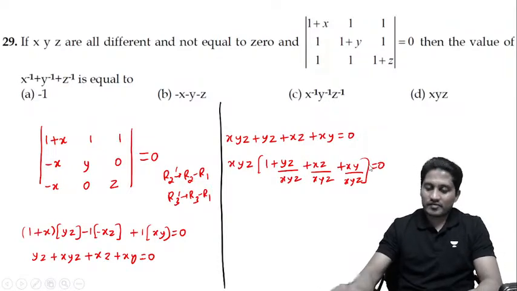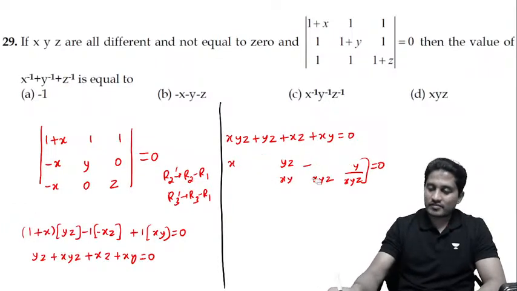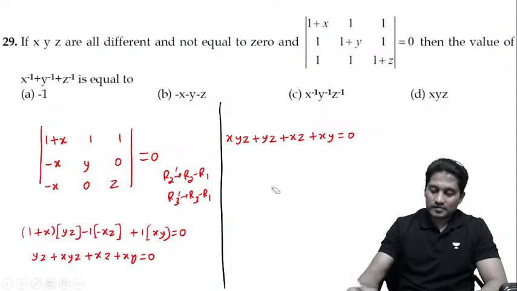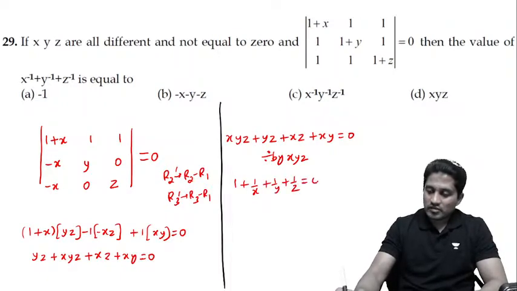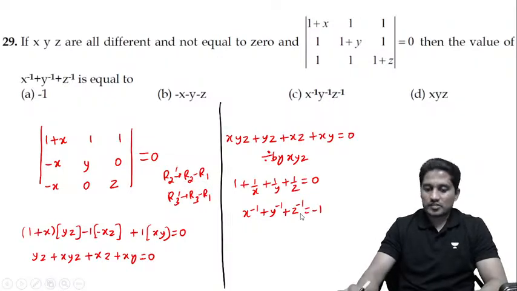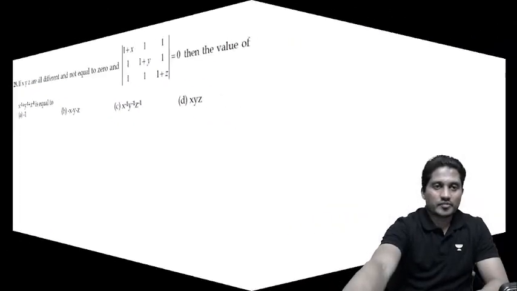Or you divide by xyz. Why am I doing all this? So just divide by xyz throughout. If you divide by xyz throughout, you get 1 plus 1 by x plus 1 by y plus 1 by z is equal to 0. So this is x to the power of minus 1 plus y to the power of minus 1 plus z to the power of minus 1 is equal to minus 1. Right, answer will be option A. Understand, guys? Let's move to the next question.